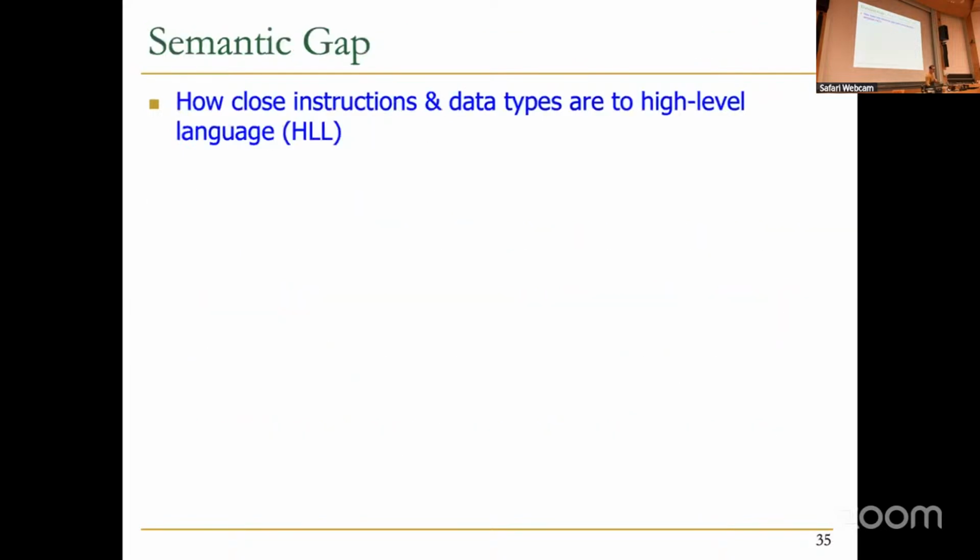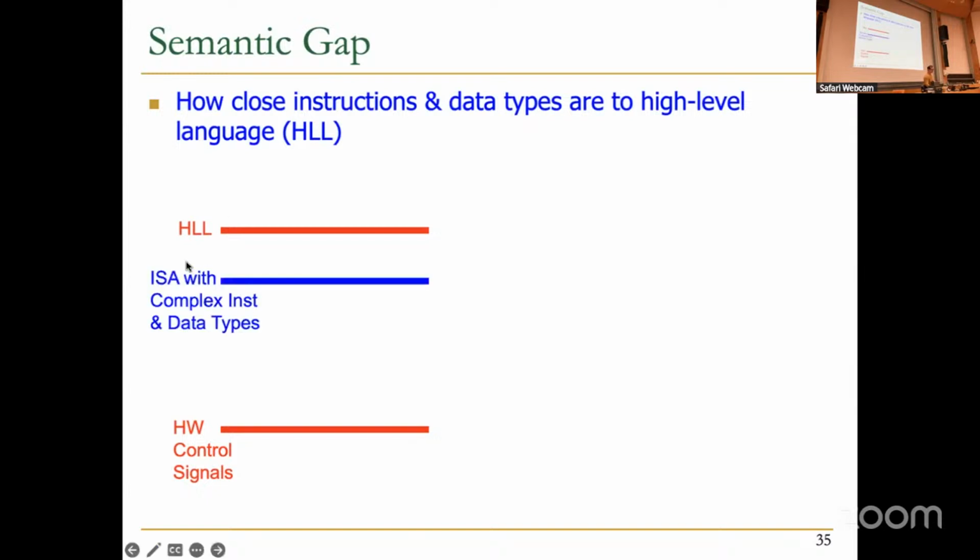Okay, so let me illustrate this pictorially. Essentially we're talking about how close instructions and data types are to the high-level language. You have a high-level language, pick your favorite one again, and then you have control signals at the low level. In the end, your goal is to map the high-level language to the control signals, of course, over many clock cycles, right? If you set your instruction set architecture close to the high-level language, you have a small semantic gap, right? You're far away from the control signals. A matrix multiply is much farther away from control signals than a NOT or AND or an OR operation, right?